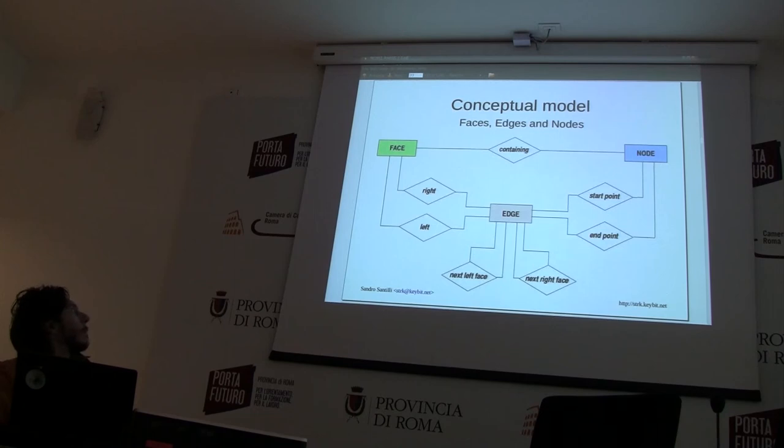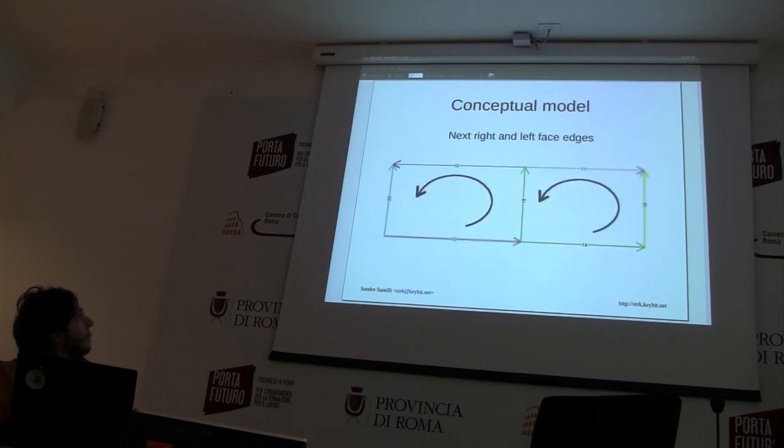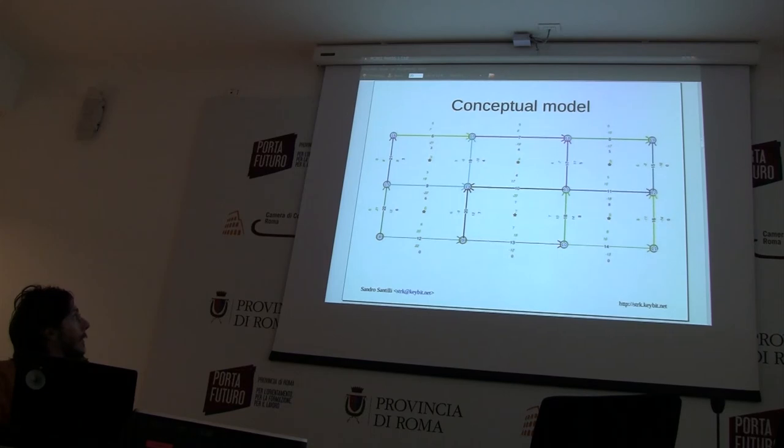This is the conceptual model of the topology, the faces, nodes, and edges. For each edge, you know which is the edge that comes next by going around the ring in counterclockwise order. You know which face is on the left and which face is on the right.